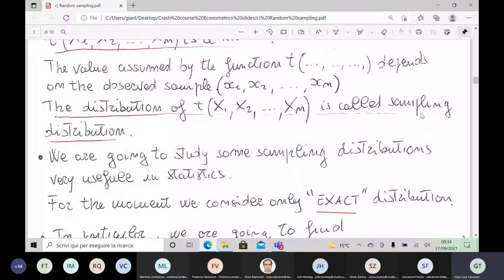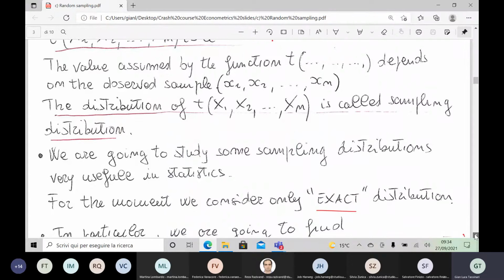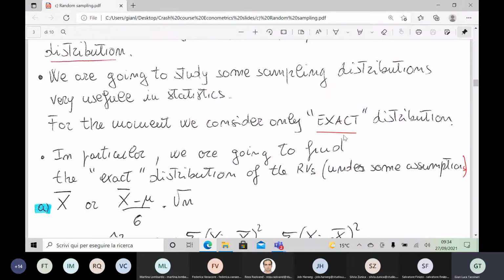And now, that being said, guys, we are going to study the sampling distributions that are very useful in statistics and in econometrics. For the moment, I simply tell you this word, but this will be clear later. We are going only to find the exact distribution. Later, we will find the asymptotic distribution, but wait, because for the moment, I don't want to explain the difference between exact and asymptotic distribution. I will do it after having introduced the sampling distribution, very useful in statistics.